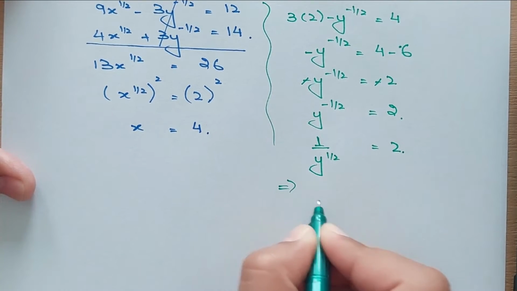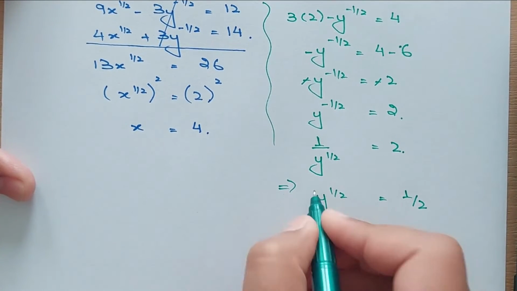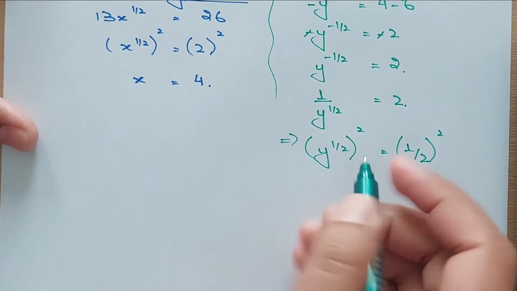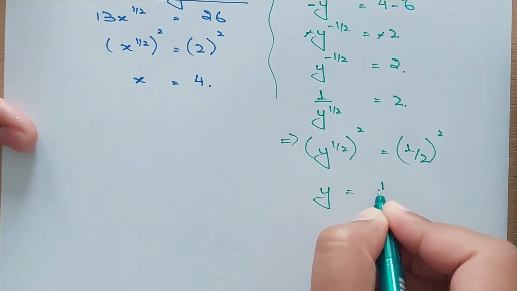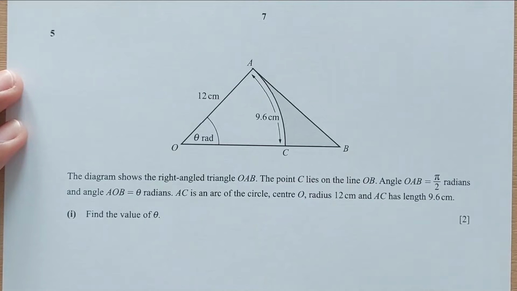So here we have y power 1 by 2 equals 1 by 2, right? And to get rid of this 1 by 2, taking square on both sides, we have y value equals 1 by 4. 2 square is equal to 4. So x is 4 and y is 1 by 4.